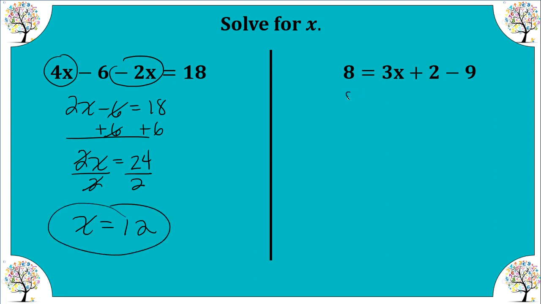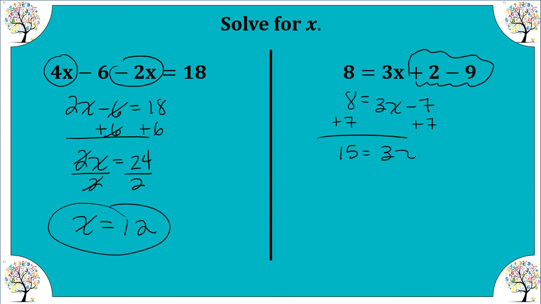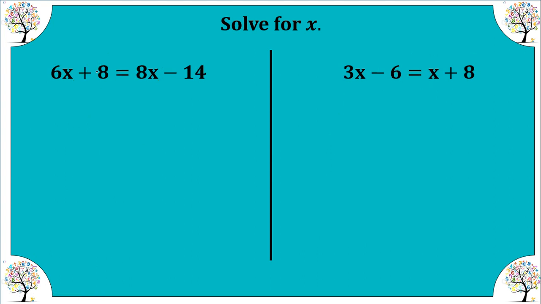In this problem, we do not have parentheses, but we do have two constants that can be combined. So I have 3x, and then positive 2 minus 9 is minus 7. Now we have multiplication and subtraction. Again, we're isolating x, which is on the right side. So we're going to add 7 to both sides of the equation. We're going to undo multiplication by dividing. And my solution is x equals 5. It is the only value that will make this equation a true statement, meaning the left side equals the right side.